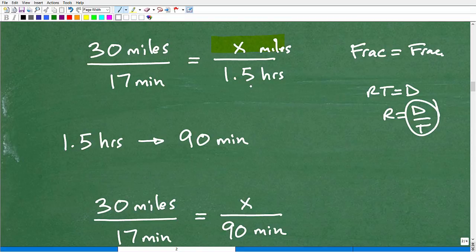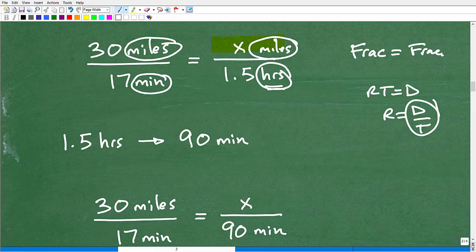All right, so now here we have to do a little bit of tweaking though. When you're setting up a proportion, before you can solve it, the units of measure have to be exactly the same. So we have miles and minutes. Here I want to know how far it went in miles, but I have hours here. So let's just convert 1.5 hours to minutes.